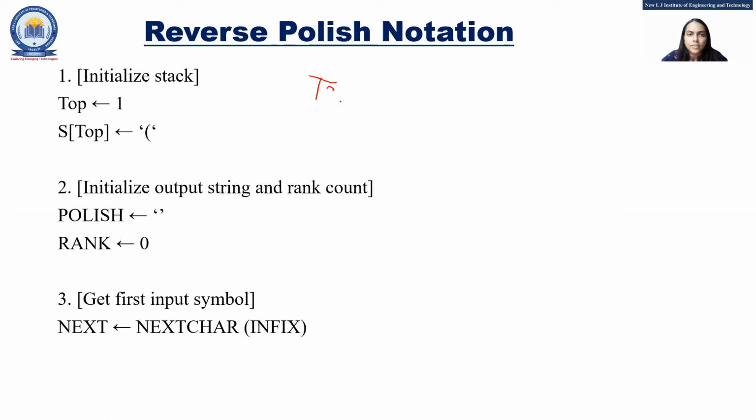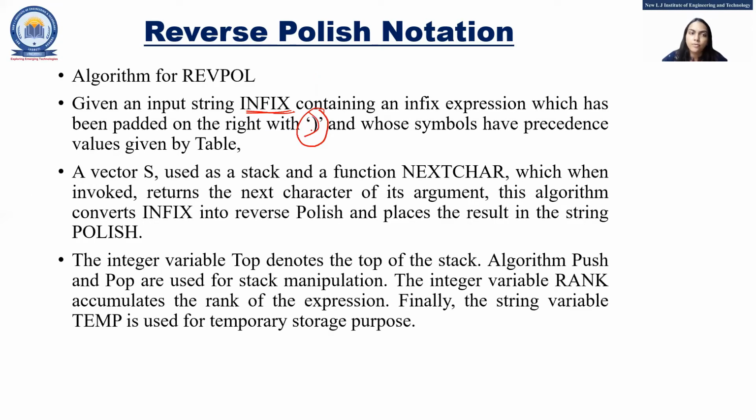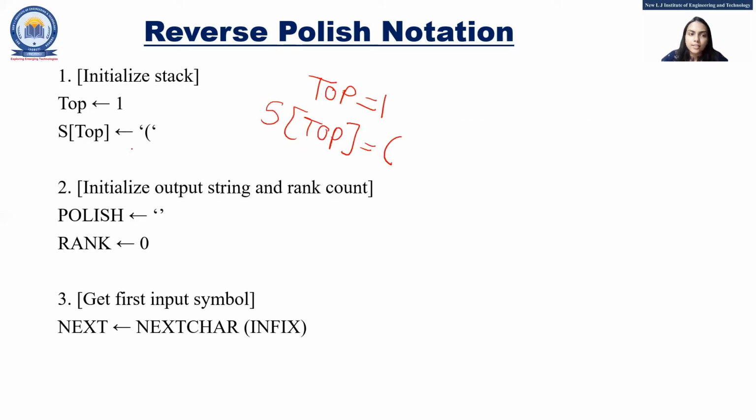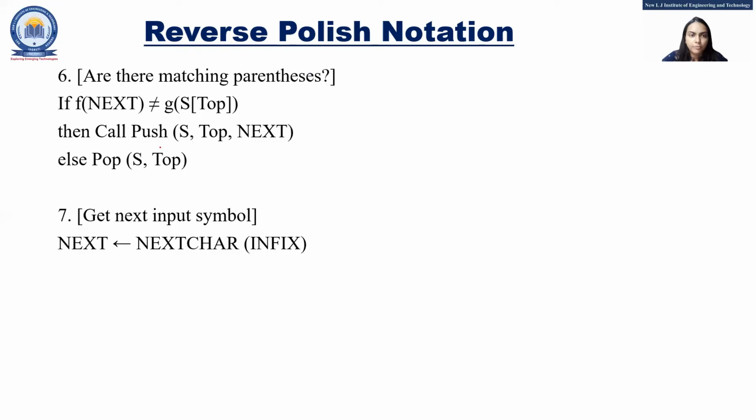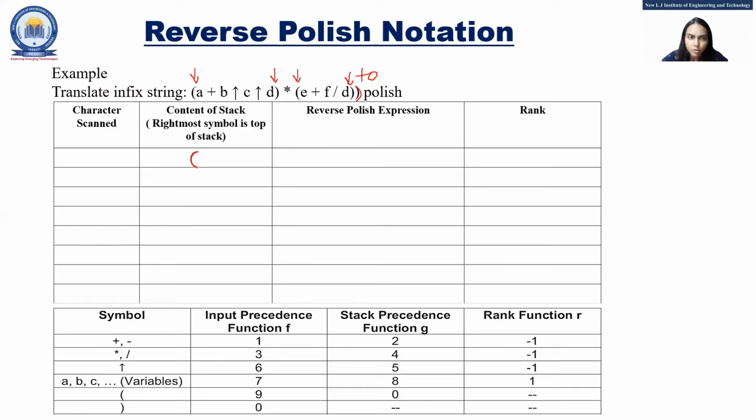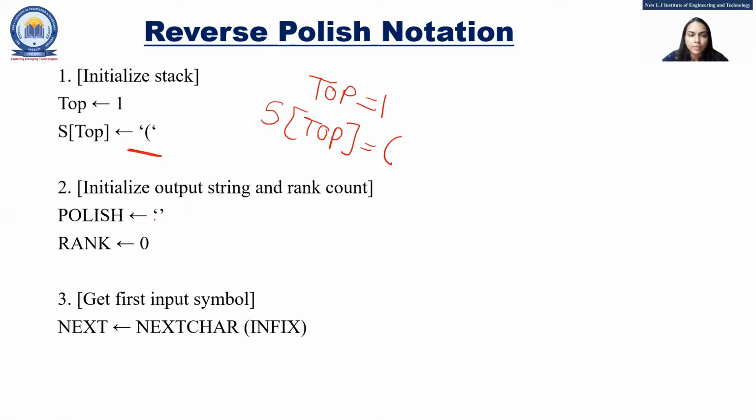Now see, top is equal to 1. So we are initializing the stack, and we are placing S of top as the opening brace. We have padded with the closing brace, and the algorithm is starting with the opening brace, right? So we have placed this over here. And then the next step, top is currently 1. Now, what is the second step? The polish string, where we will have the output, is blank, and the rank count is also 0.